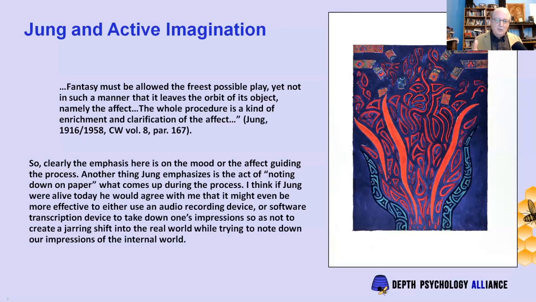Another thing Jung emphasizes is the importance of noting down on paper what comes up in the process. Now, I think Jung would agree with me if he were alive that today it might be even more effective to use audio. Most people have a phone where you can record things. Or I have a software transcription program that I use. To write things down, you kind of have to get out of the visionary state. You have to get out of the fantasy mood state and get into a directive thinking state. Whereas if you can just say the things out and have them recorded and then transcribe them later, I think that might work as well.